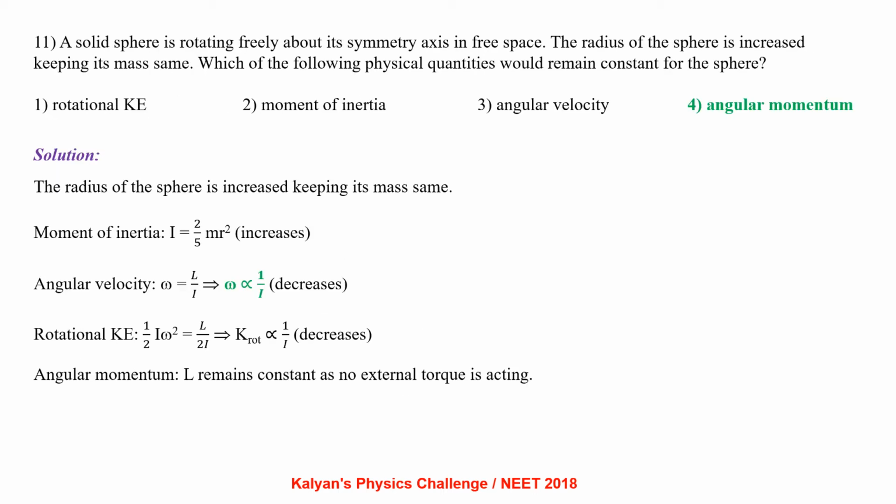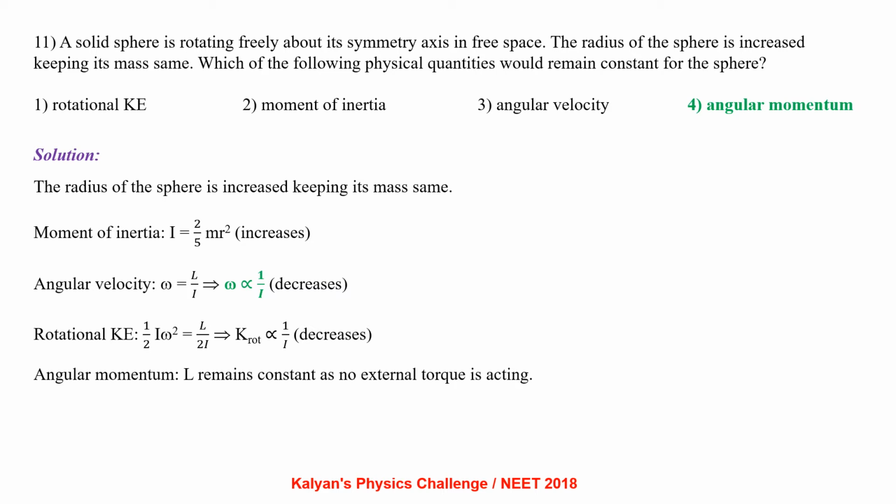A solid sphere is rotating freely about its symmetrical axis in free space. The radius of the sphere is increased by keeping its mass the same. Which of the following physical quantities would remain constant for the sphere? Given that the radius of the sphere is increased by keeping its mass constant. Now let us see the physical quantities one by one. Moment of inertia I equal to 2/5 of mr square.